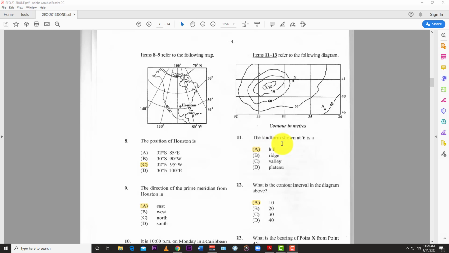The landform shown on Y is a, and of course the answer is, it's steep right there, so it's the hill. Number 12, what is the contour interval in the diagram above? And so you have 10. All right, the contour interval on the diagram is 10.